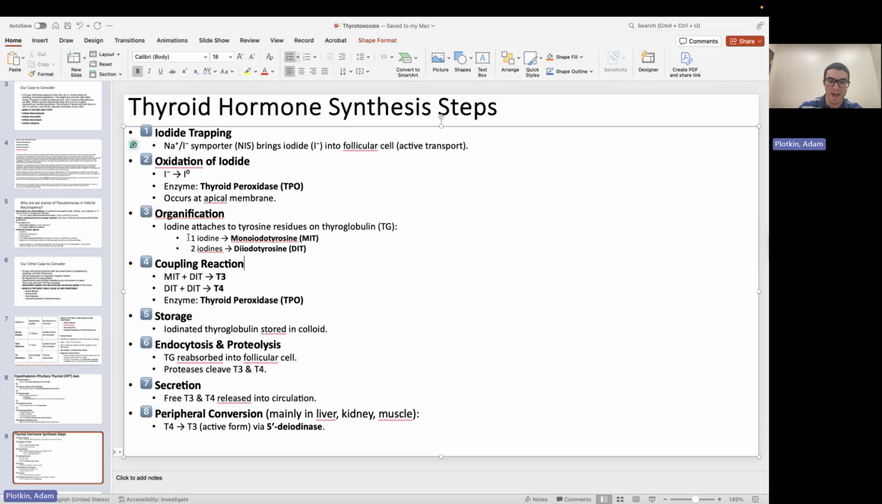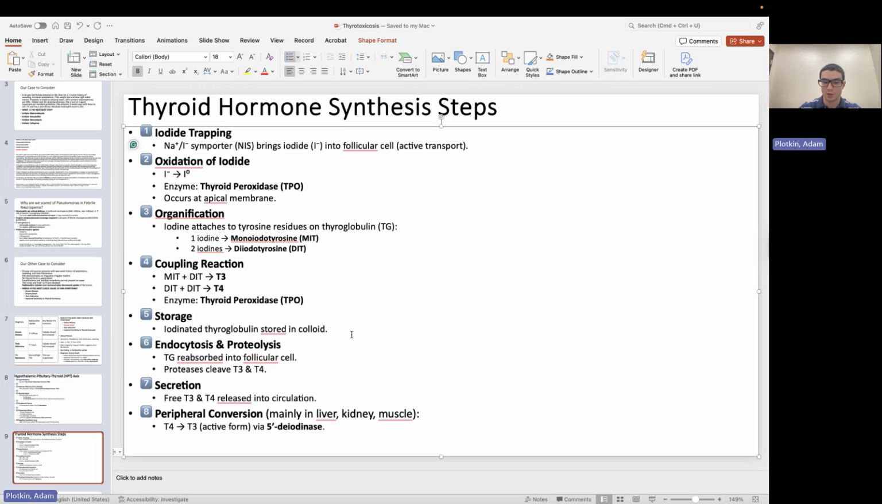Okay. If we add 1 iodine to tyrosine, it's called MIT. If we add 2 iodines to tyrosine, it's called DIT. We can do a coupling reaction where we add an MIT to a DIT, and that makes T3. Or we can add a DIT to a DIT, which makes T4. And hey, guess what? Same thyroid peroxidase enzyme. To store them, the iodinated thyroglobulin is now stored in colloid. And then we wait until we get secreted, right?